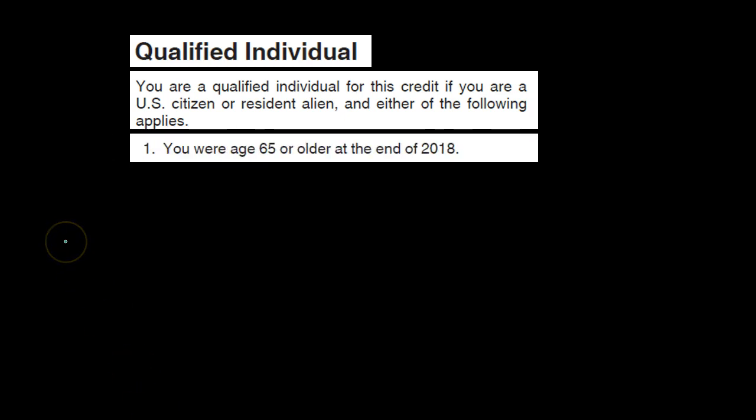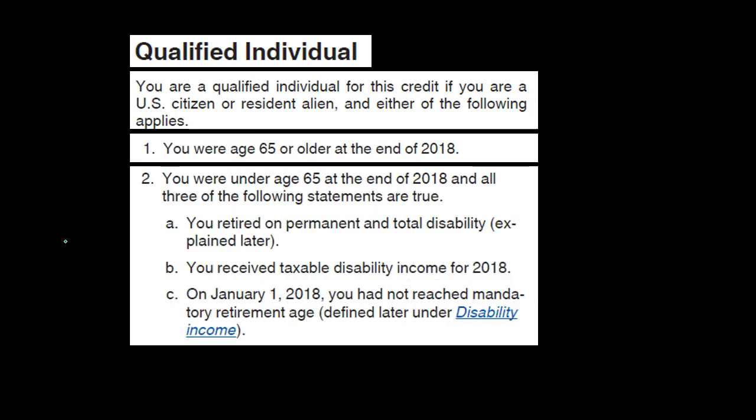One, you were age 65 or older at the end of 2018. Two, you were under age 65 at the end of 2018, and all three of the following statements are true. So in other words, if you were 65 or older, that would be the condition. If you were not 65, but had all three of these conditions met, then we would be here in the second step. So all three conditions, including A, you retired on permanent and total disability, explained later.